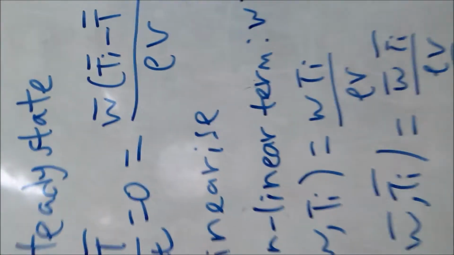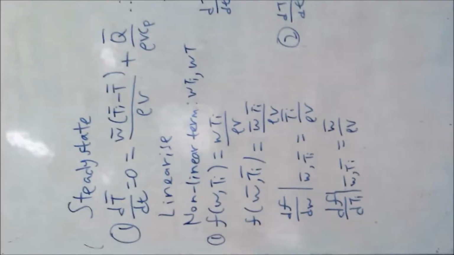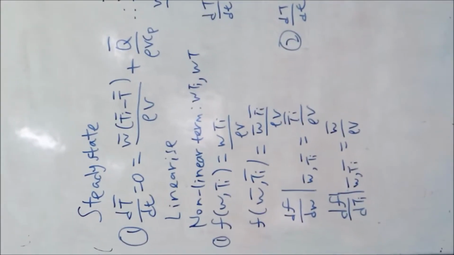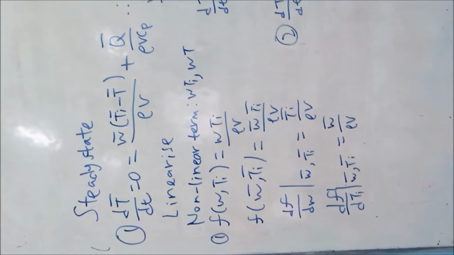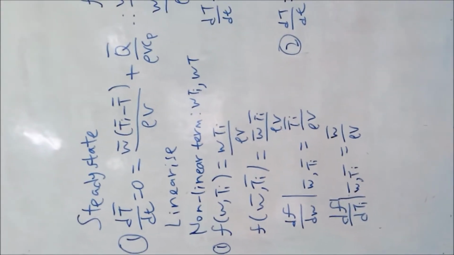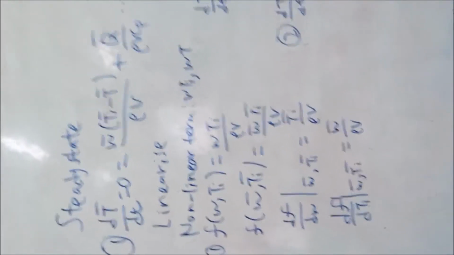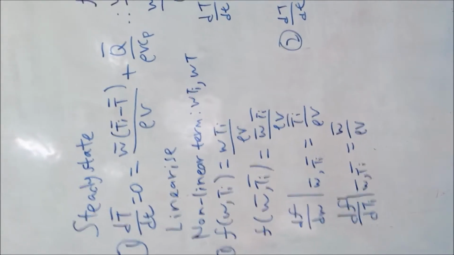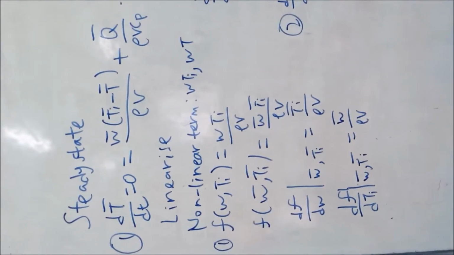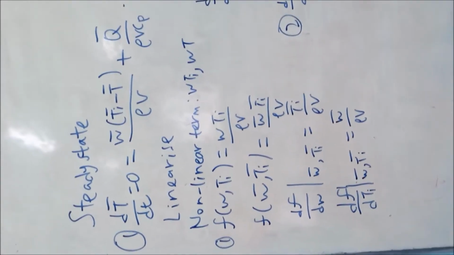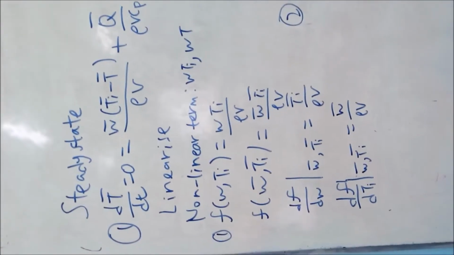Moving on. Just now we already got the dynamic equation. Now we want to find the steady state equation. So for the steady state equation, we just evaluate everything at steady state. So dT/dt becomes dT bar/dt, which is actually equal to 0. And then equal to W bar, Ti bar minus T bar over rho V plus q bar over rho V Cp.